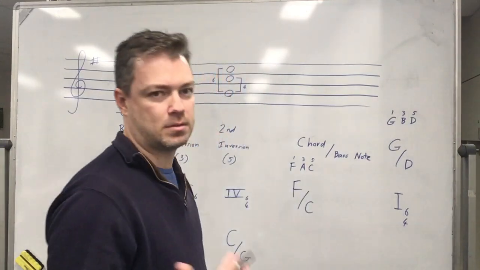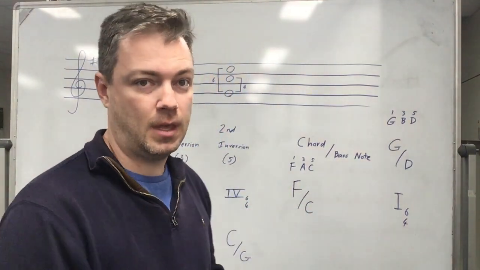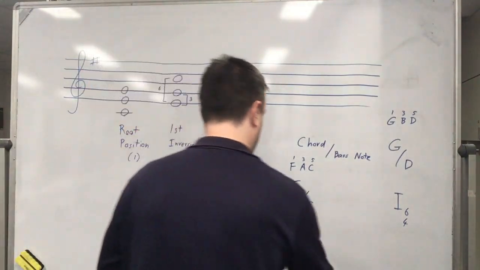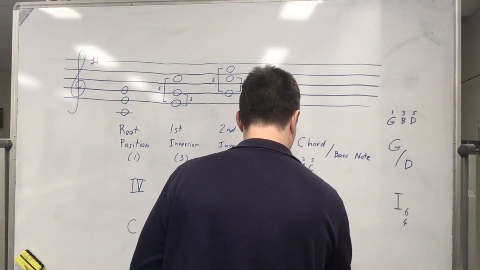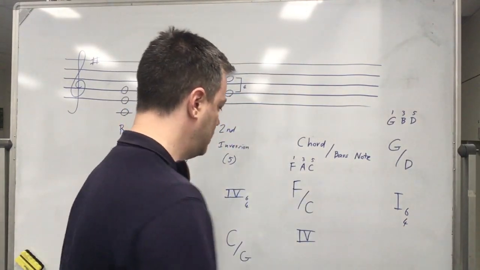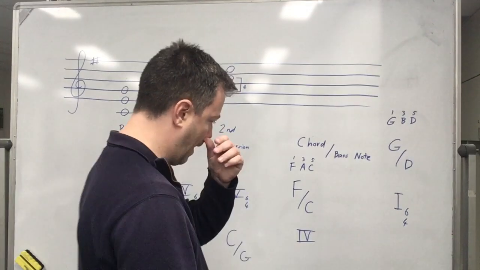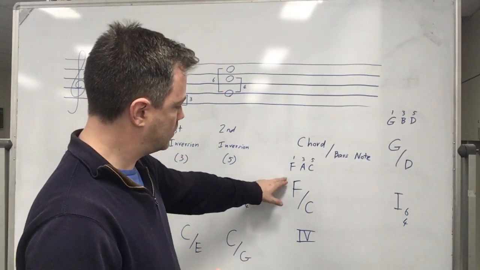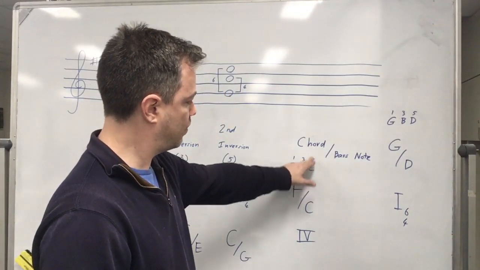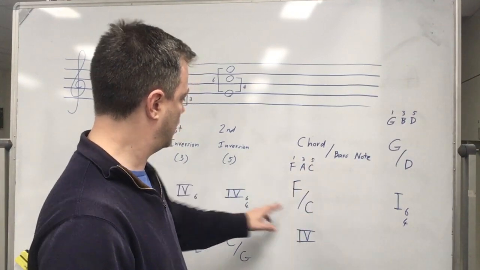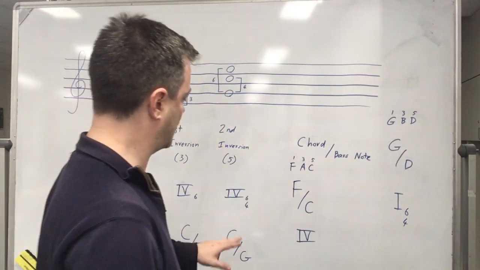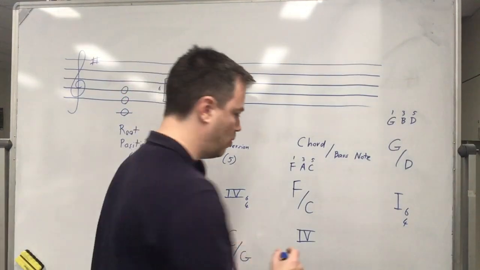Actually, no, let's change it up. Let's say we're in the key of C. F in the key of C is chord 4. And it's going to be an inversion. In this particular case, we have the 5th on the bottom, and we know that when we have the 5th on the bottom, that's a second inversion, which requires a 6/4.